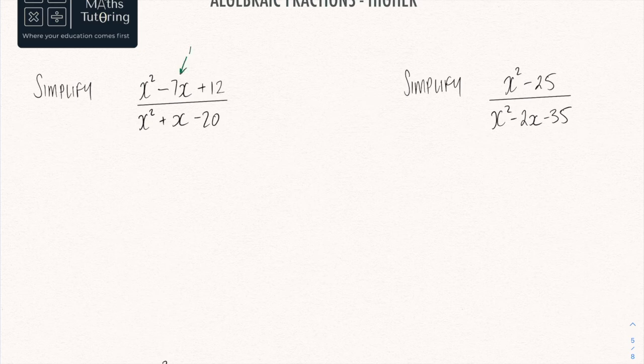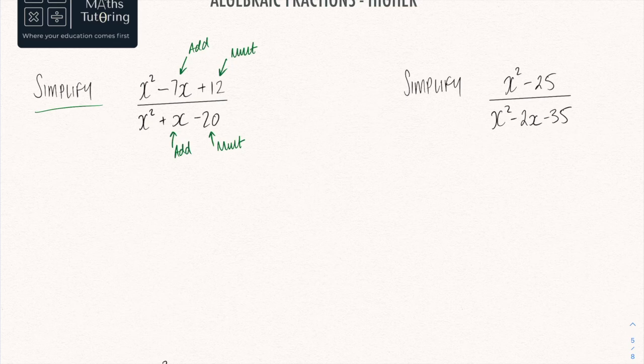First here, we're looking at two numbers that add to give me -7 and multiply to give me 12. And it'll be the same here, add to give me +1 and multiply to give me -20. So when you get an algebraic fraction, it says simplify. First thing you should be thinking to yourself is, can I factorise?